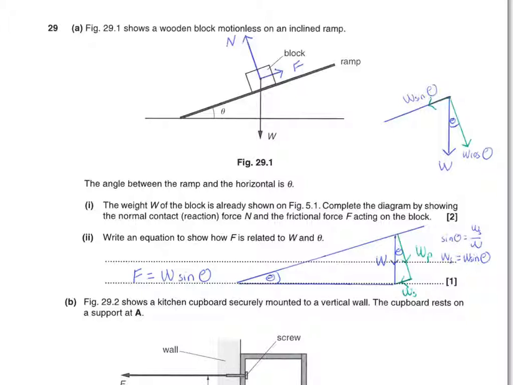If you don't like to use that visual technique, then you need to construct the vector triangle, showing the two components that add up to the weight. Then you can just use trig in that triangle to get the same expression. So the component of the weight down the slope is equal to the friction force.